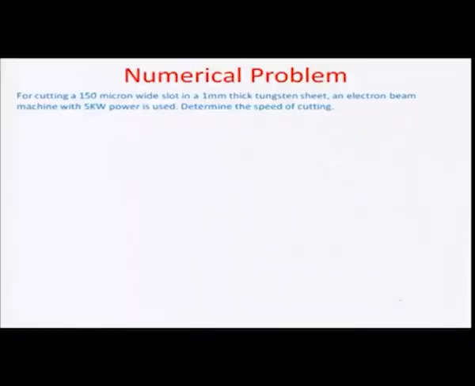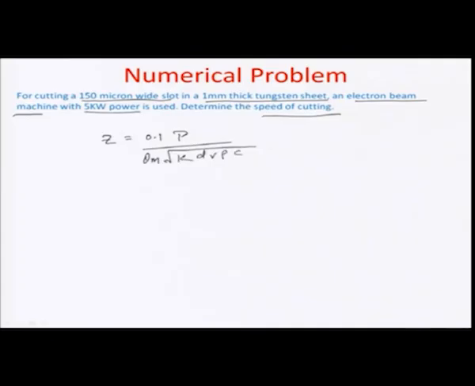Let us look at this numerical problem: you want to cut a 150 micron wide slot in a 1 mm thick tungsten sheet and use an electron beam machining process with a 5 kilowatt power, and we have to obtain the speed of cutting in this particular numerical example. So, we already know that there is a formulation which has been obtained with dimensional analysis and experiments as z equal to 0.1 times of power p divided by theta m root of k d v rho c.